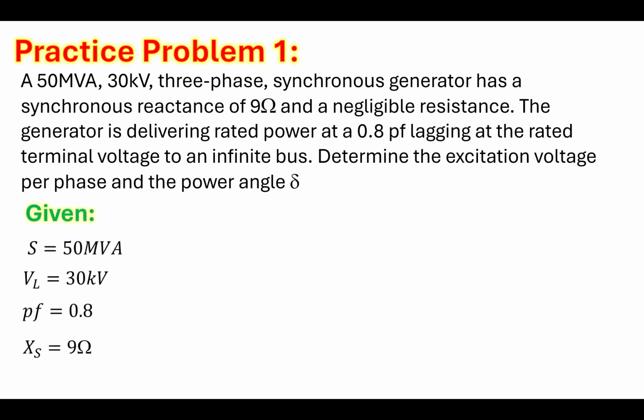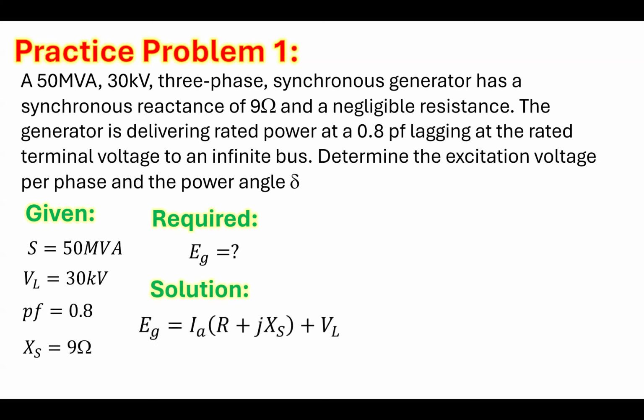So let us first write all the given. The apparent power is 50 MVA. The load voltage is 30 kilovolts. The power factor is 0.8. The synchronous reactance is 9 ohms. So we are asked to solve for the generated voltage.